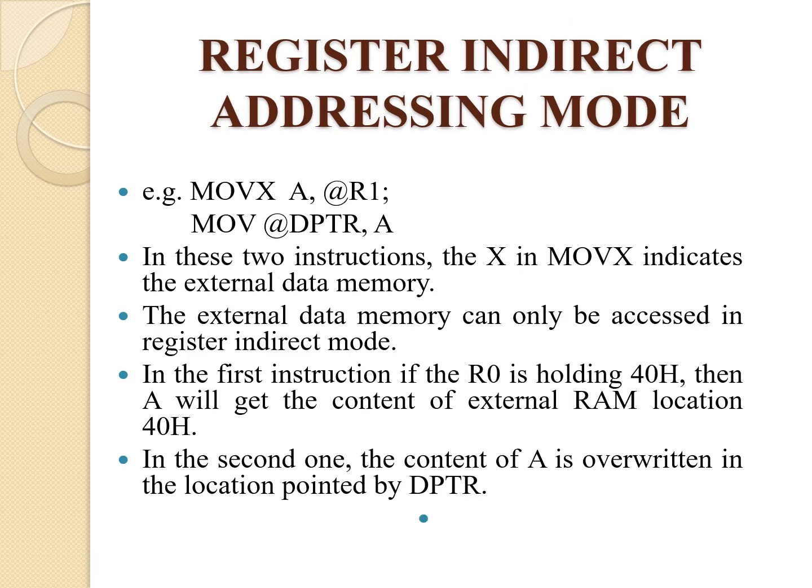Register indirect addressing mode again continued. MOVX A, @R1; MOVX @DPTR, A. In these two instructions, the X in MOVX indicates the external data memory. The external data memory can only be accessed in register indirect mode. In the first instruction, if the R0 is holding 40H, as we have seen in the previous slide, then A will get the content of external RAM location 40H. In the second one, the content of A is overwritten in the location pointed by DPTR.